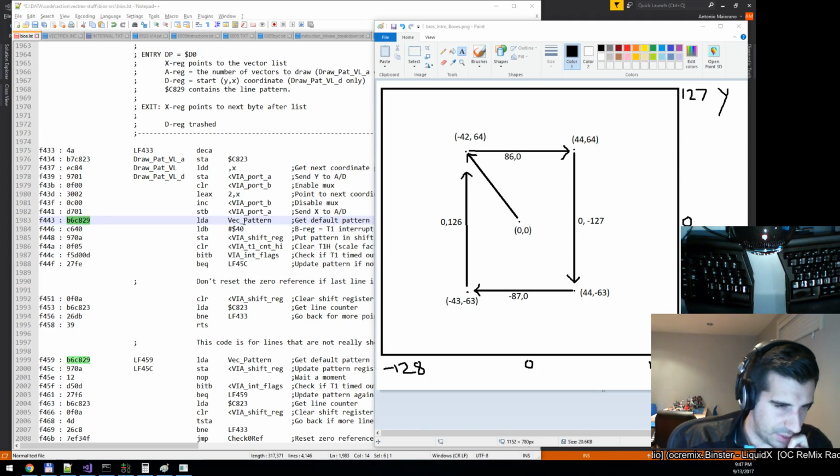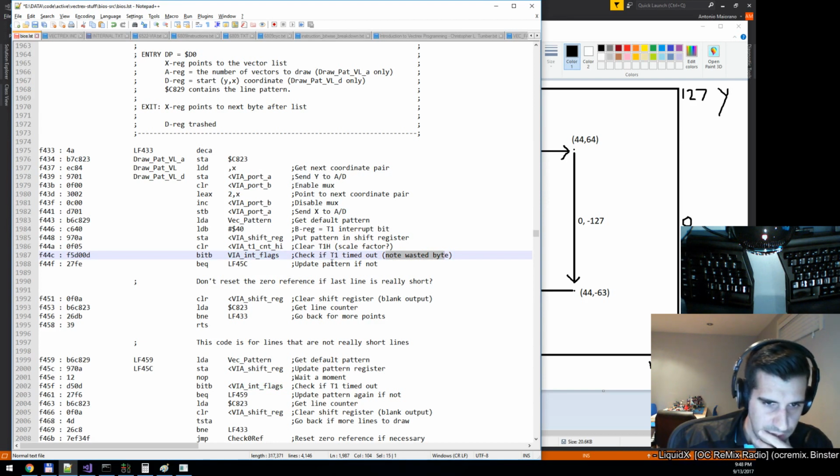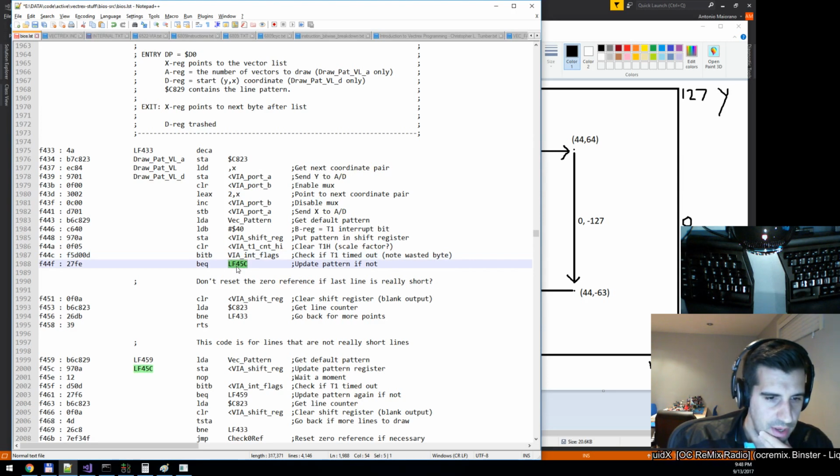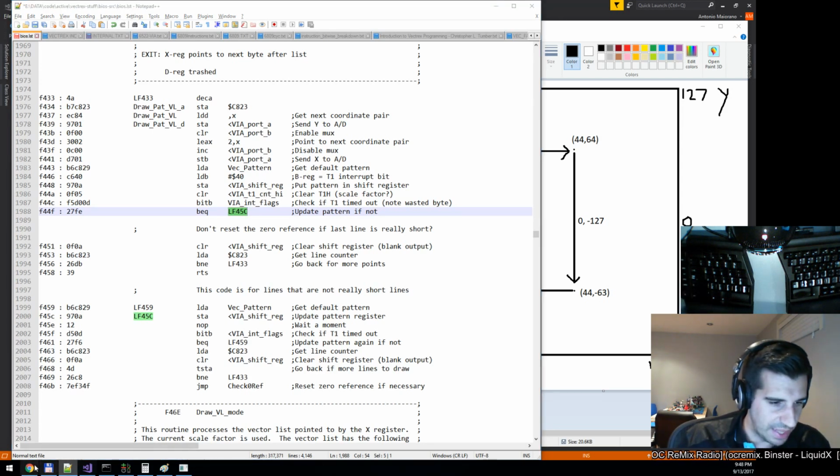So let's see if that's actually what happens. Just thinking what the best way to debug this is. Put a breakpoint here. We'll check if the shift pattern gets set when we store here. Then we do the timer. Note wasted byte. Update pattern if not. Oh, that's really cool, because this is what they do. They keep changing the pattern. That's why the pattern moves, it looks like it's moving, you know? Like if we look at that video here.